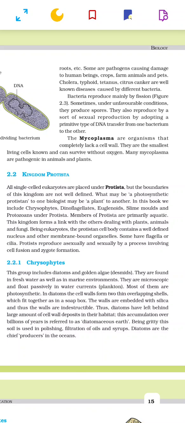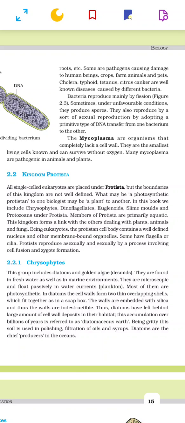2.2.1 Chrysophytes. This group includes diatoms and golden algae, that is, desmids. They are found in fresh water as well as in the marine environment. They are microscopic and float passively in water currents, that is, they are considered as plankton. Most of them are photosynthetic.